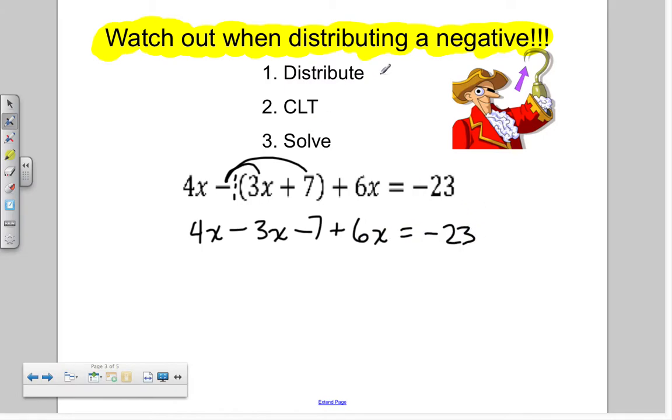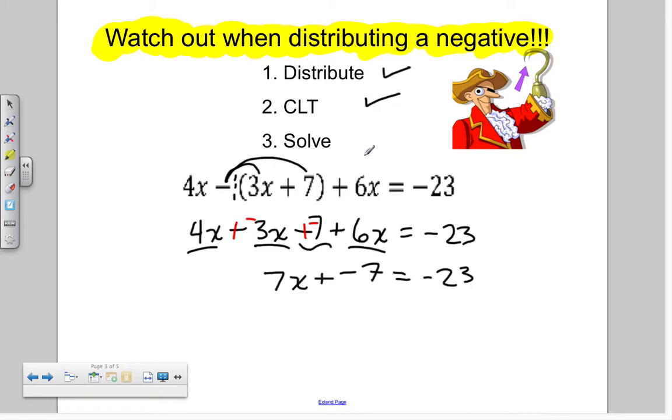Okay, distributing, done. CLT. All right, now a lot of people like it to change this to plus negative, change this to plus negative, and I encourage you to do that. And you have a like term, and a like term, and this one's a little different. So what do we have here? 1x plus 6x would give me 7x plus negative 7 equals negative 23. Now I've combined like terms. Finally, step 3 is solve. So I go ahead and add 7 to both sides.